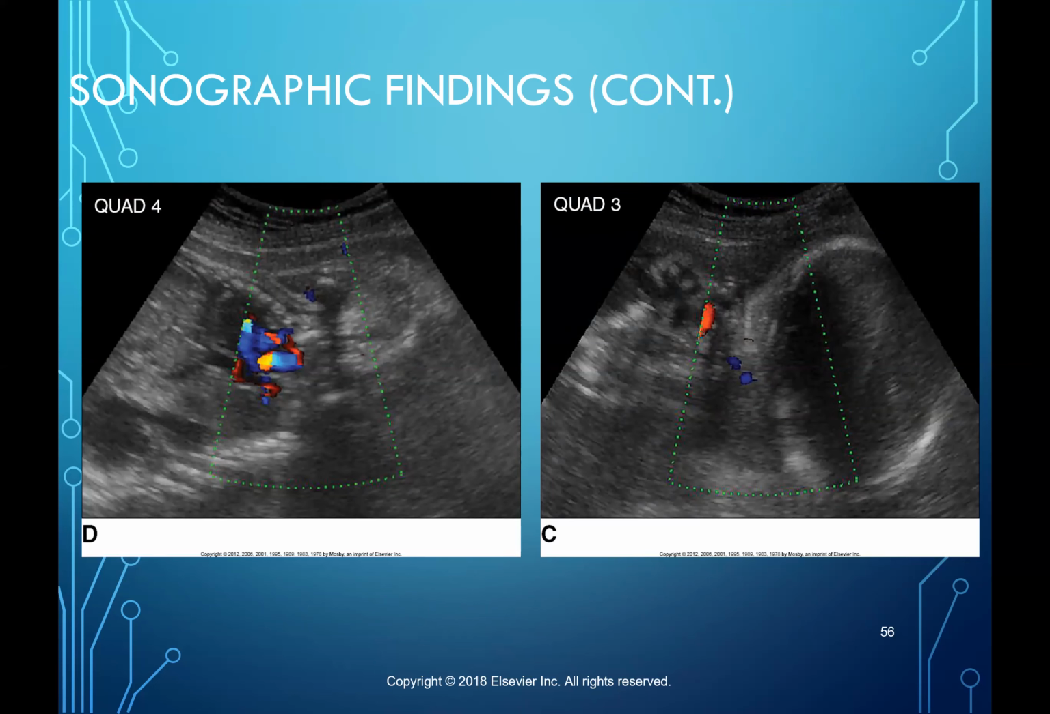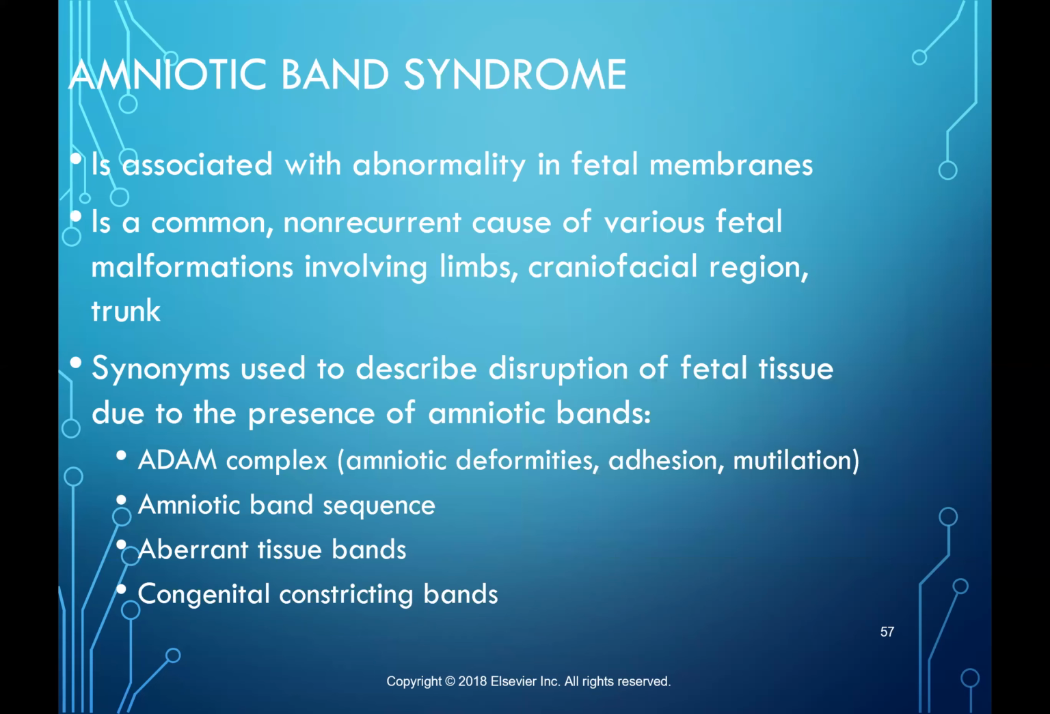Now, where it gets scary is when this happens in the early second trimester when the baby hasn't had time to really develop the lungs yet. So let's talk a little bit about amniotic band syndrome, and it's associated with abnormality in fetal membranes as a common non-recurrent cause of various fetal malformations involving limbs, craniofacial region, and trunks. It's basically where the amnion, which is sticky, gets stuck to the baby.